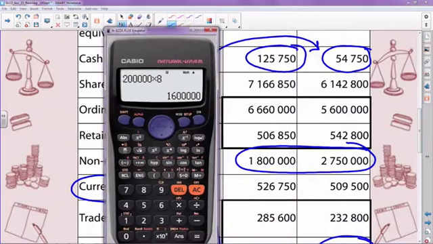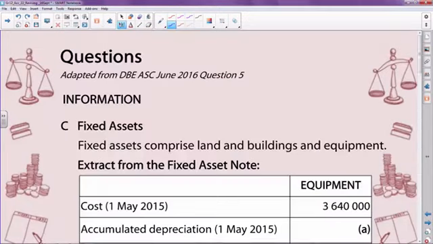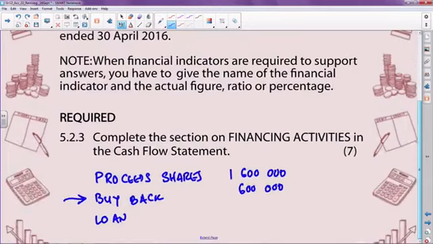Okay, so all that we do is we take 2,750,123 minus 1,800,000, right? And that gives you a figure of 950,000. What's the 950,000? Very simple. Your 950,000 is the loan that you repaid.